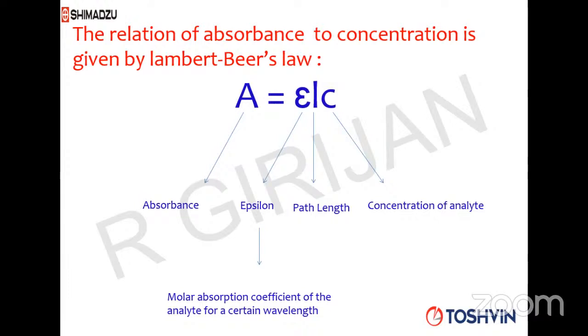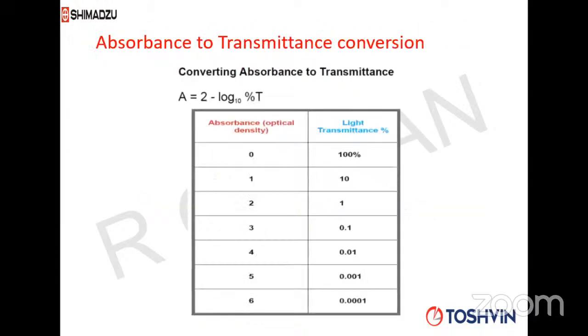It's a constant, epsilon. Then L. L is again path length. That is also a constant because you are going to use the same cuvette cell for your standard preparation as well as sample preparation. You are not going to change the cell. So L is always a constant. So if I remove epsilon and L, this equation becomes A is directly proportional to C. That means absorbance is directly proportional to concentration. You can call it Beer-Lambert's law, and this is to be obeyed whenever you go for a quantitation by any form of spectroscopy.